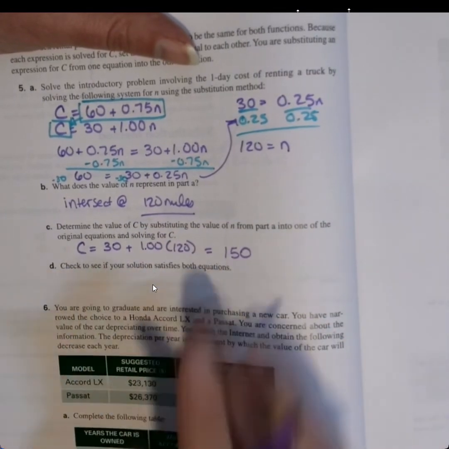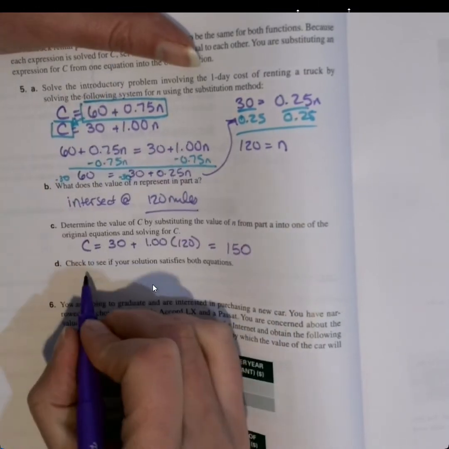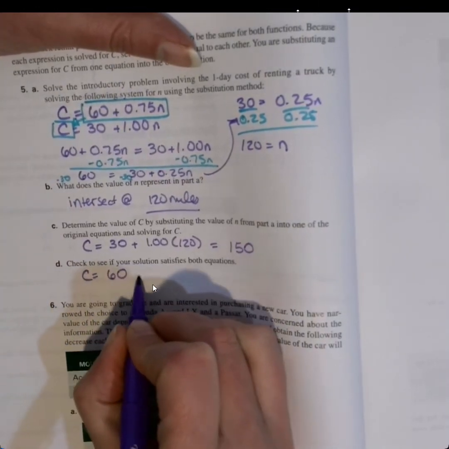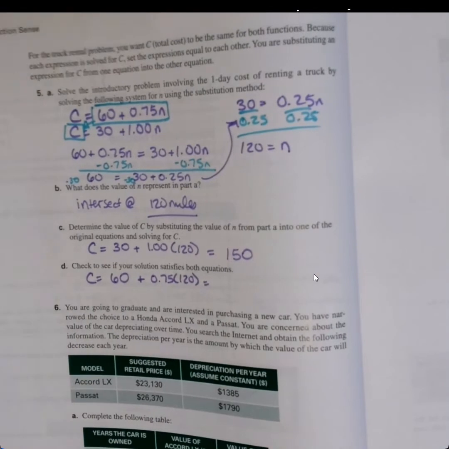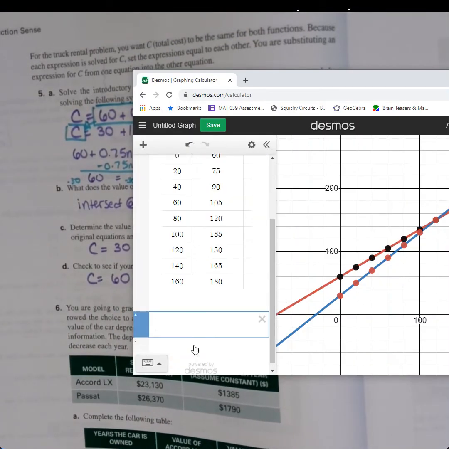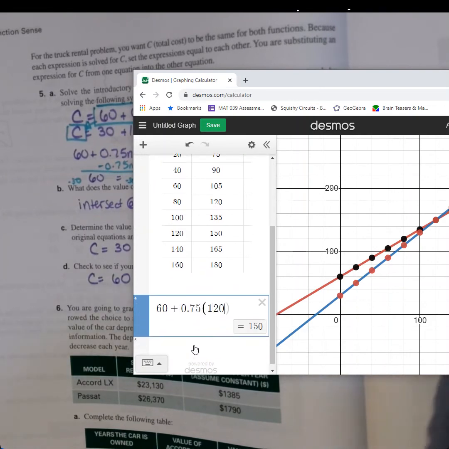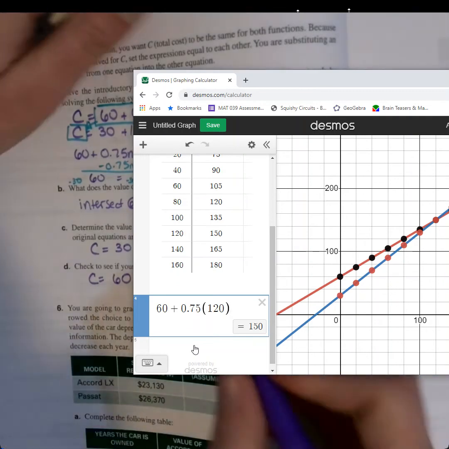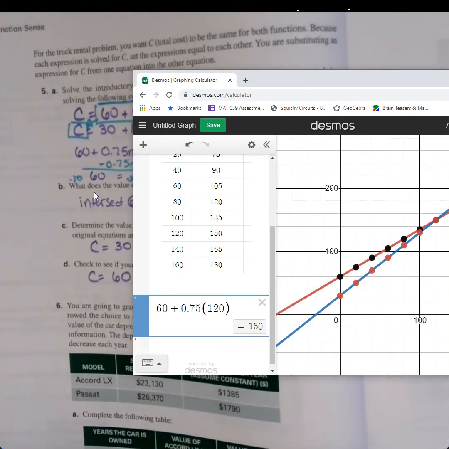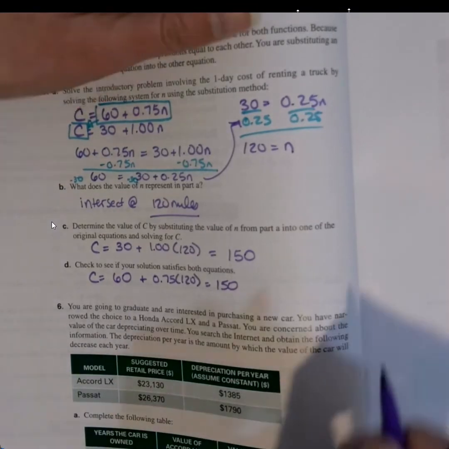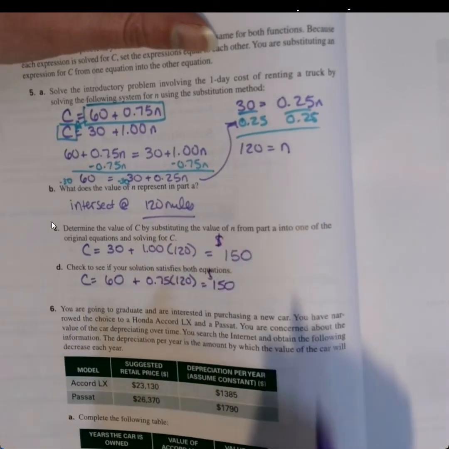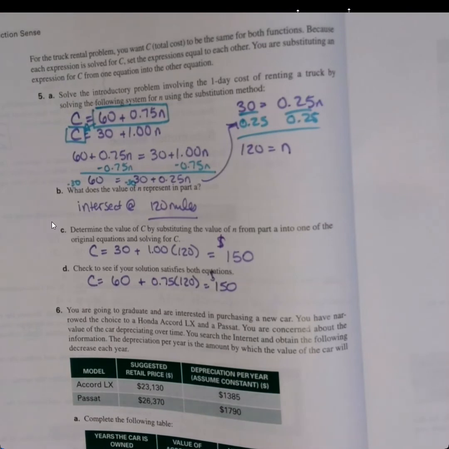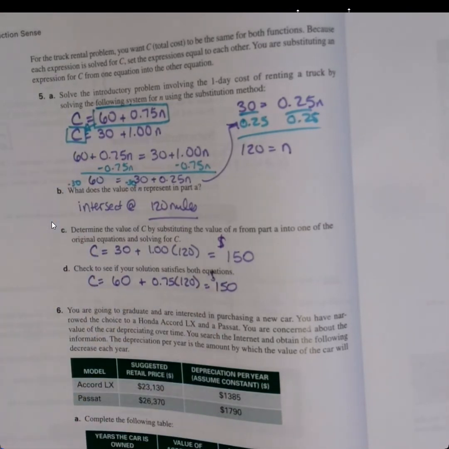Let's check to see it satisfies both equations. So they actually want me to prove it in the top one. All right, so we'll do that. I have my 60 plus 0.75 times 120. Let's make sure that we do get our 150. 60 plus 0.75 times 120. 150. All right. So we can see that we get the same thing, and this is the cost. So once again, by hand, we were able to see that, yeah, we get $150 no matter which company we use if we're driving 120 miles.